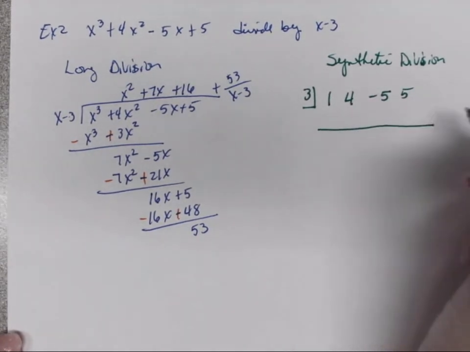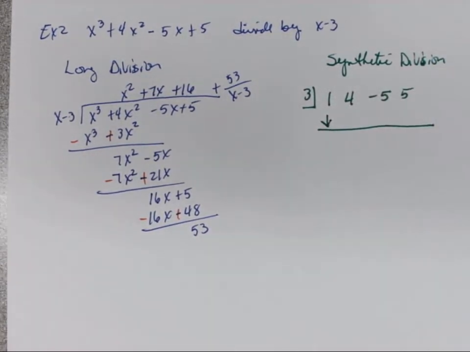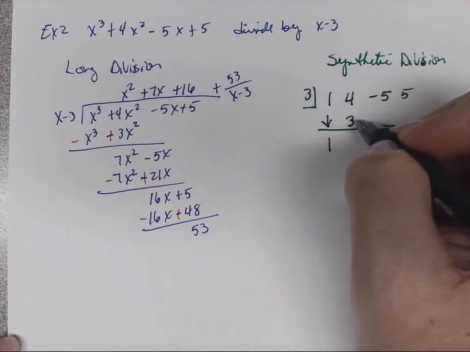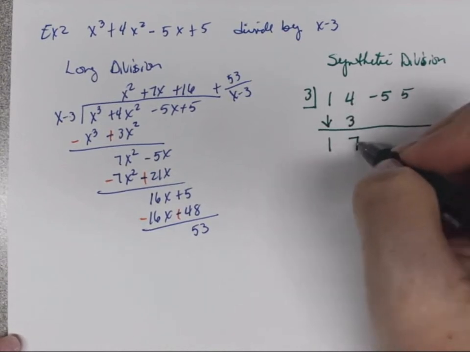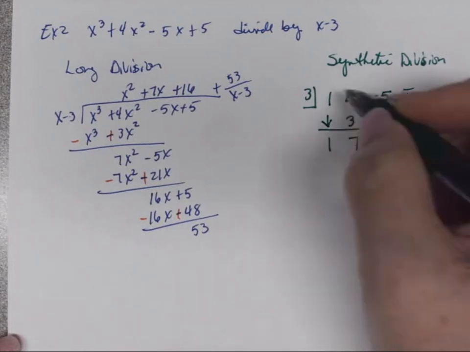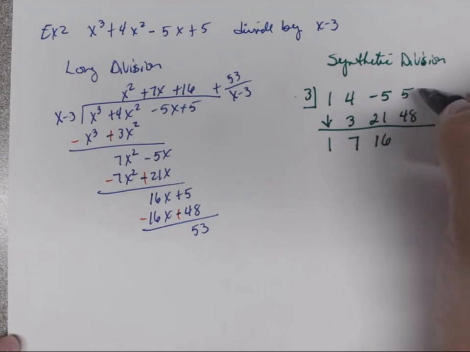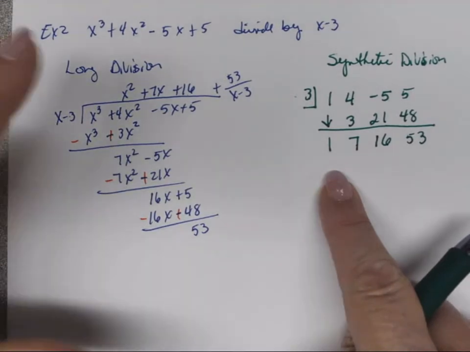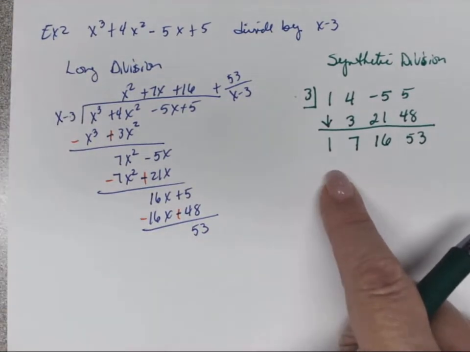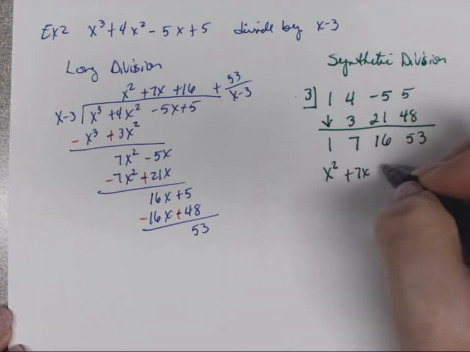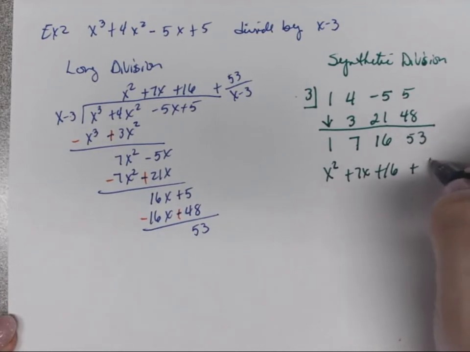We're going to draw a line. I'm going to put an arrow here so that we remember we don't do anything in that first spot. We just bring down the first number. 1 times 3 is 3. 4 plus 3 is 7. 7 times 3 is 21. 21 minus 5 will get us 16. 16 times 3 is 48. 48 plus 5 is 53. Now, when you write your answer, you're going to go down 1 degree from where you started, because we factored out the x minus 3, it has to go down 1. So it'll be 1x squared plus 7x plus 16 plus 53 over x minus 3.